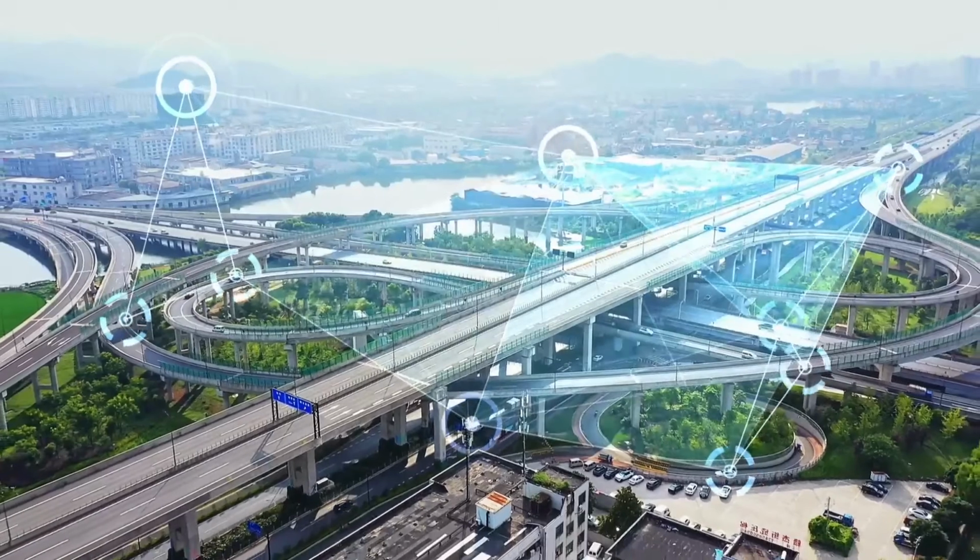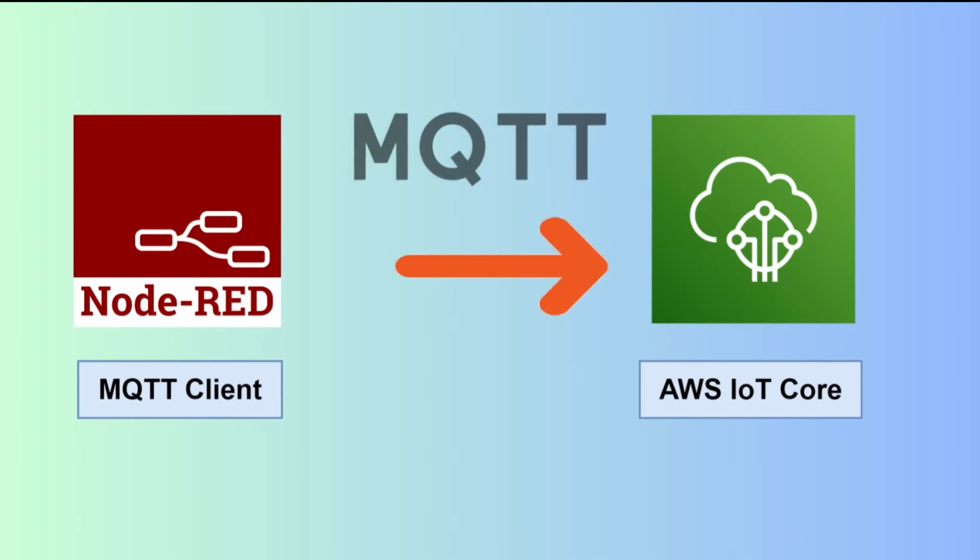In this video, I'll show you how to connect to AWS IoT Core from Node-RED with the MQTT protocol using TLS certificates. So stay tuned until the end of this video to get all the steps right.